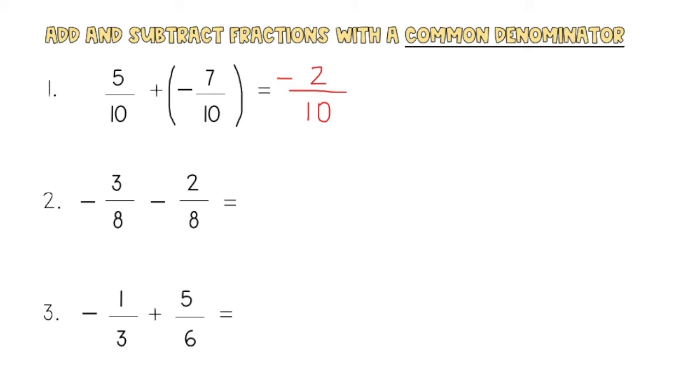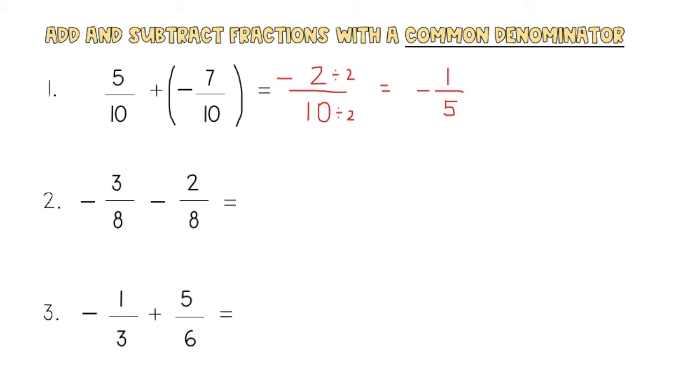Make sure you simplify your fractions. So my 2 over 10 can be simplified by dividing by 2. 2 divided by 2 is 1, and 10 divided by 2 is 5. So I am left with negative 1/5.